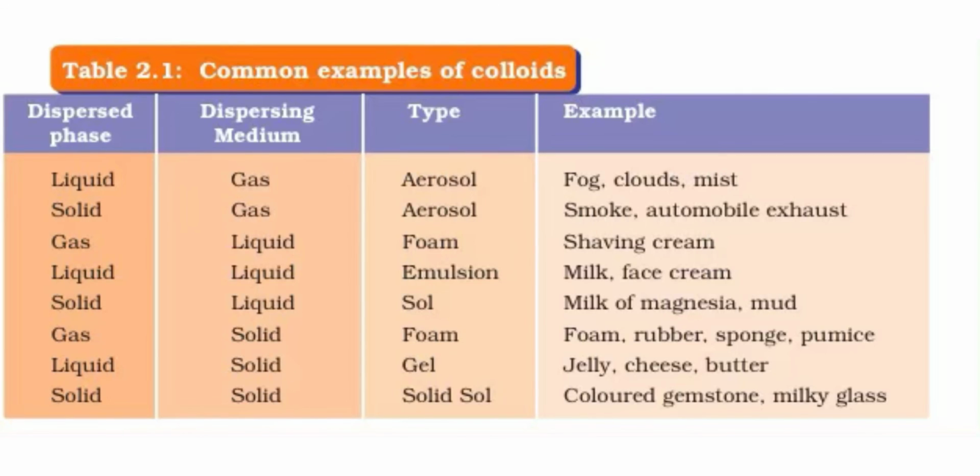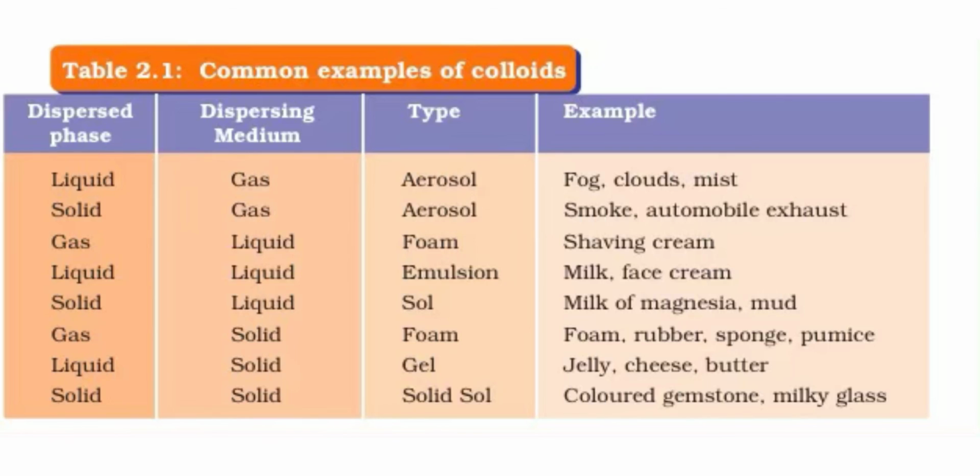The table represents common examples of colloids. If we consider fog, clouds, mist, etc., they are the type of colloid called aerosol. Here the dispersed phase is liquid and dispersing medium is gas. Second one, smoke, exhaust from the automobiles, that is from the vehicles, is also a type called aerosol. Here dispersed phase is solid and dispersing medium is gas, that is solid is dispersed phase in the medium which is gas.